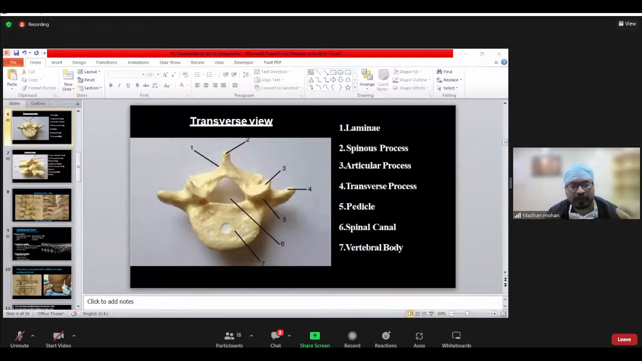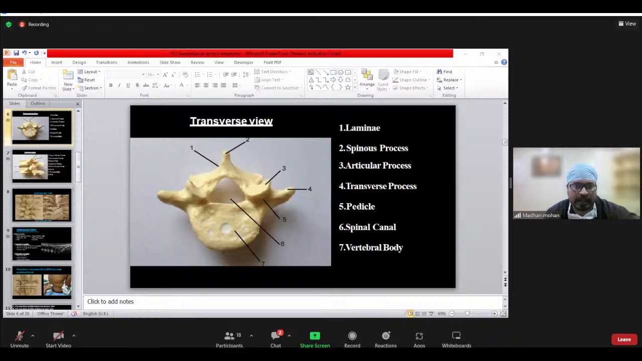Vertebra will unite with the vertebral body of the lower vertebra, and the intervertebral disc lies in between both. And posteriorly, the superior articular process of the inferior vertebra makes a joint with the inferior articular process of the superior vertebra. Okay, so these are the joints.